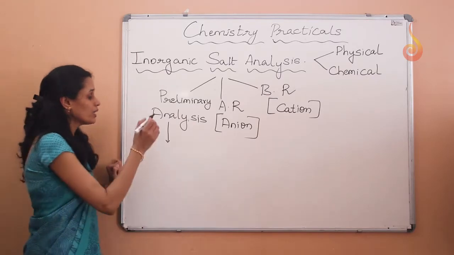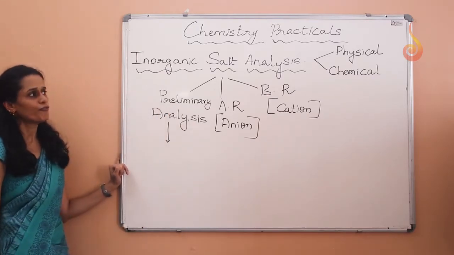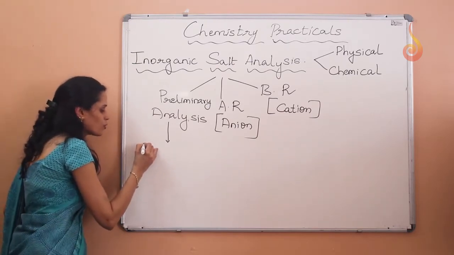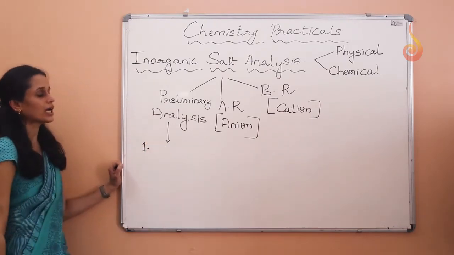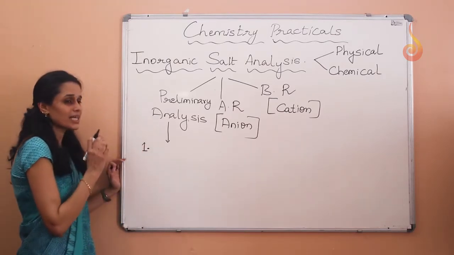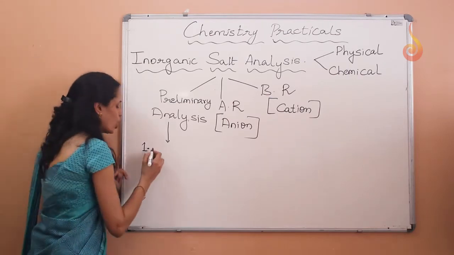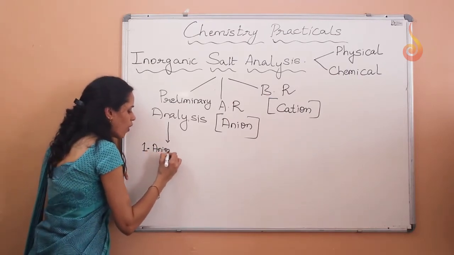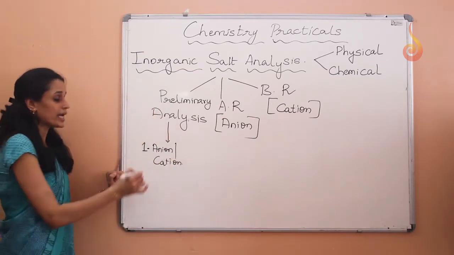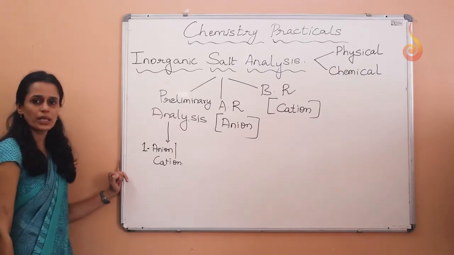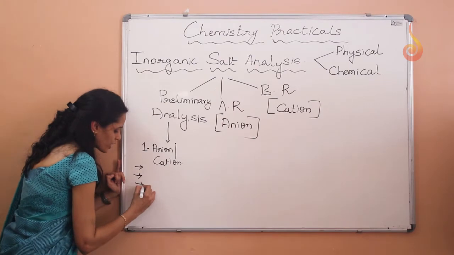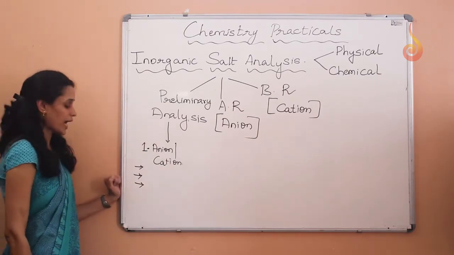So why do we need to do preliminary analysis in case of inorganic salt analysis? First and foremost, by looking at the color or state of the salt, we get a chance of guessing what type of anion or what type of cation we have. So that is the reason we always go with the preliminary analysis.